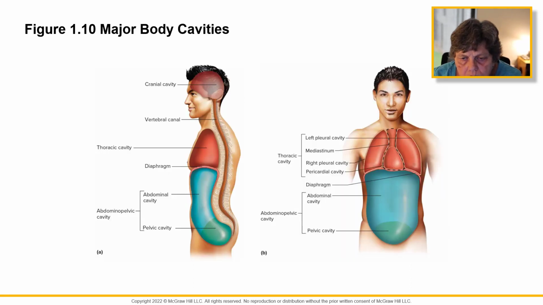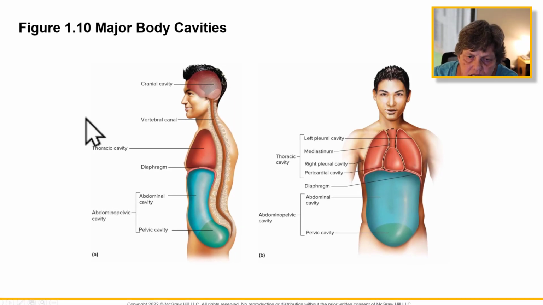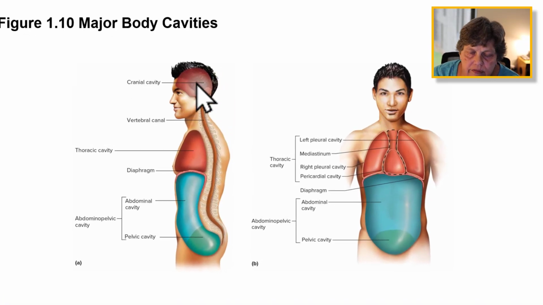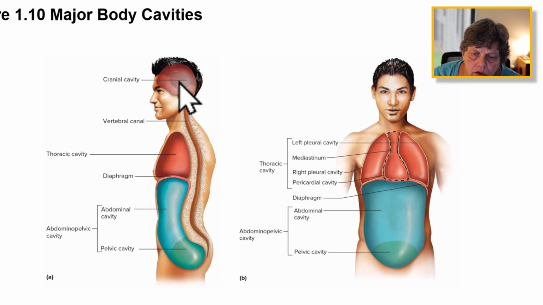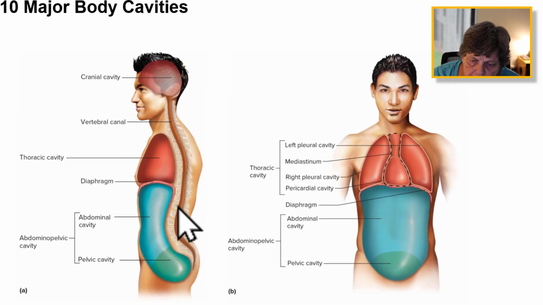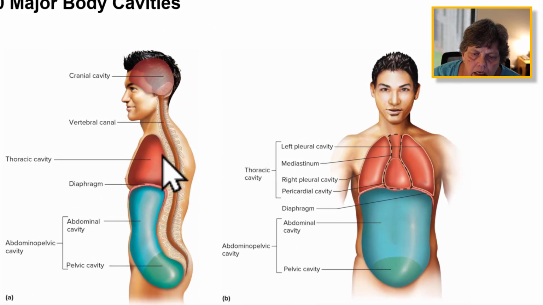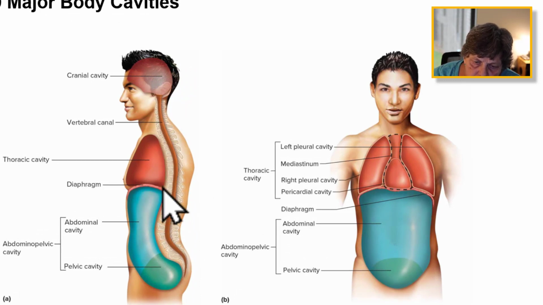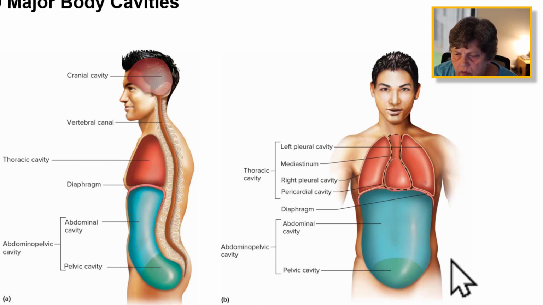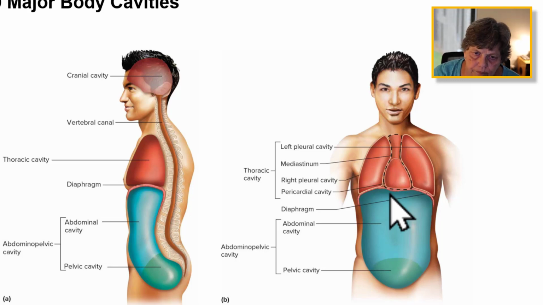So if we take a look at this, you can see the cranial cavity, obviously containing the brain. You have the vertebral canal cavity, the thoracic cavity, there's your diaphragm, which is dividing this abdominal cavity from this pelvic cavity here, but this whole cavity is abdominopelvic. Okay, and this is a sideways view, and this is a front-on view so that you can see the difference.